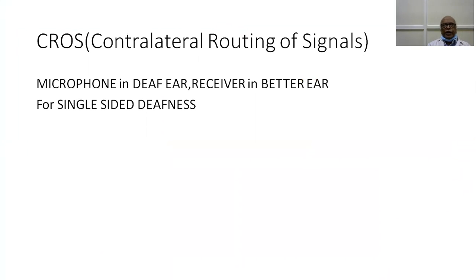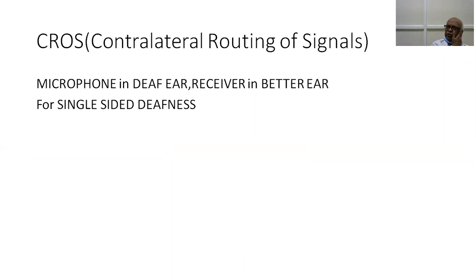There is one type of hearing aid called CROS. What is CROS? CROS is contralateral routing of signals. Suppose there is single-sided hearing loss, single-sided deafness. Then we make use of the normal ear.